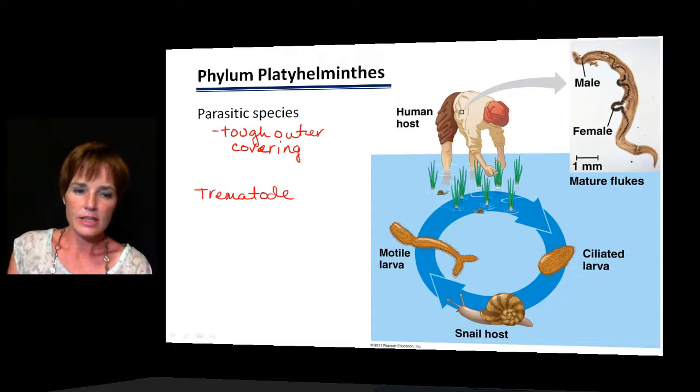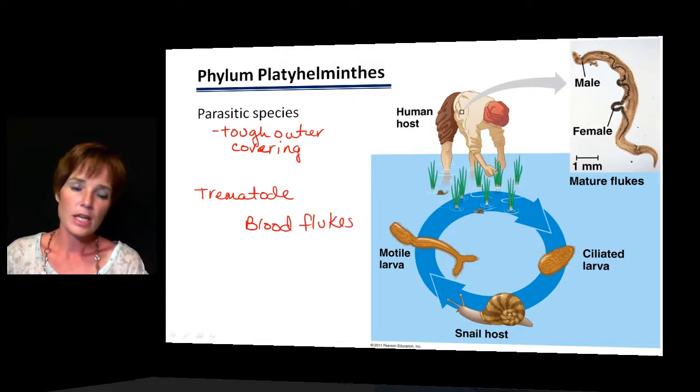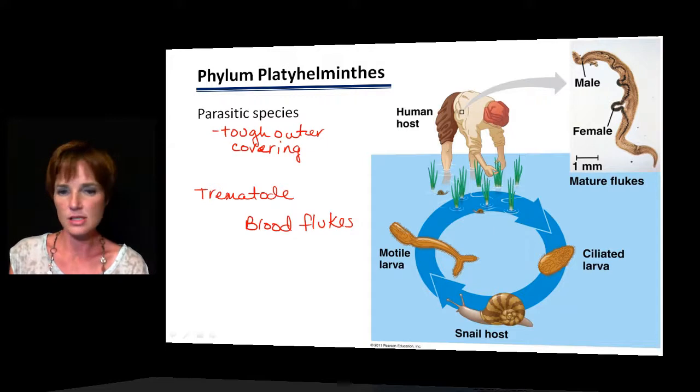And specifically, this is showing the life cycle of the blood fluke. Blood flukes are very common in third world countries. They are a major cause of disease, right behind malaria, so considered to be the second highest disease caused by some type of animal. And one thing that's unique about a lot of the trematodes is that they require 2 hosts to complete their entire life cycle.